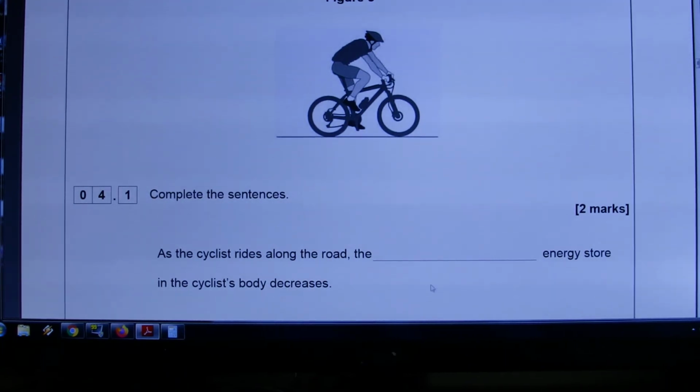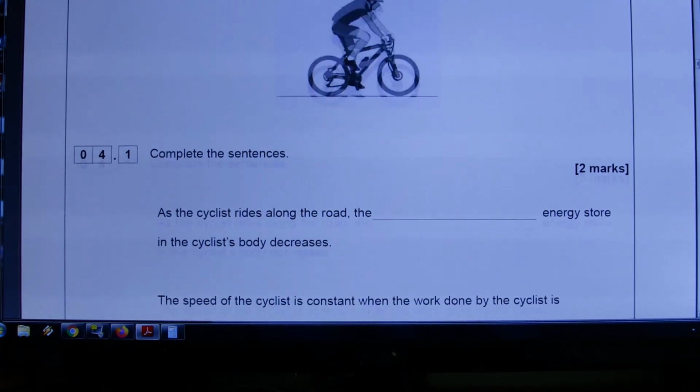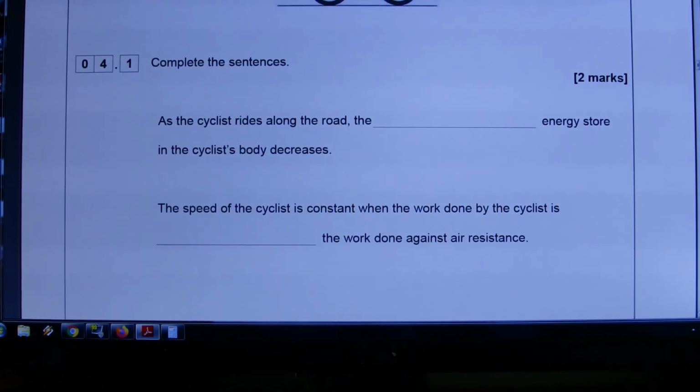Chemical potential energy store in the cyclist's body decreases. The speed of the cyclist is constant when the work done by the cyclist is blank the work done against air resistance. They probably mean equal to. But that's assuming that no work is done bending the tyres here and having them spring straight again here as they rotate, that no energy is lost in any of the bearings.